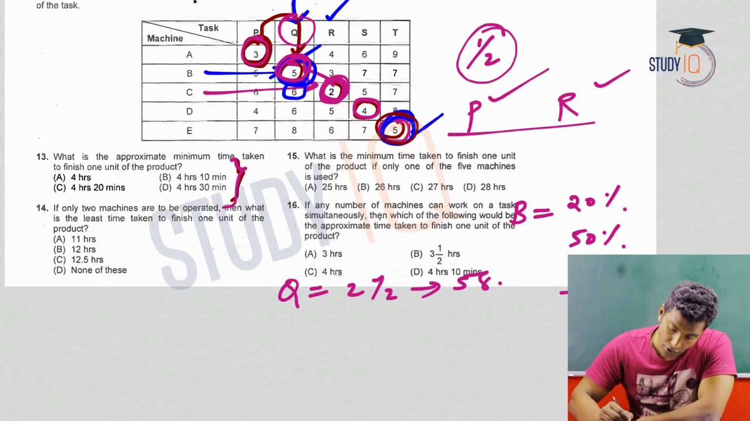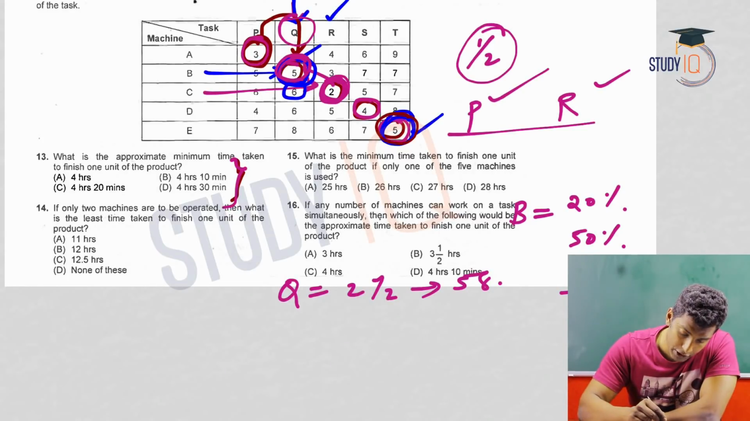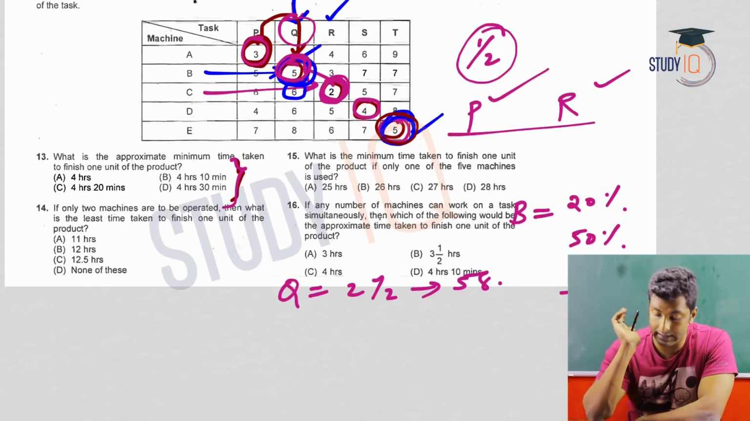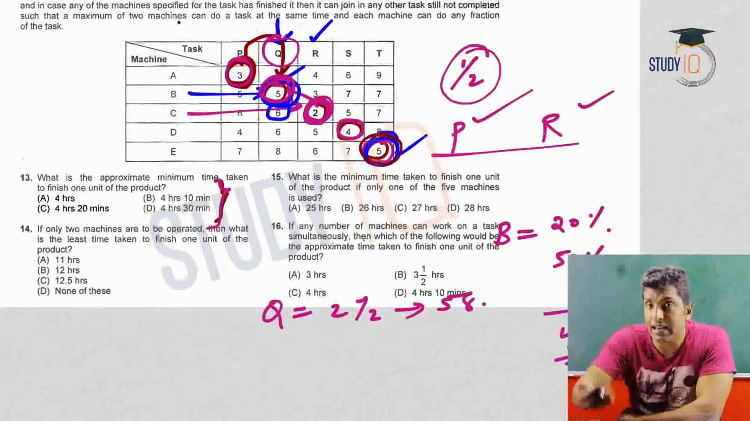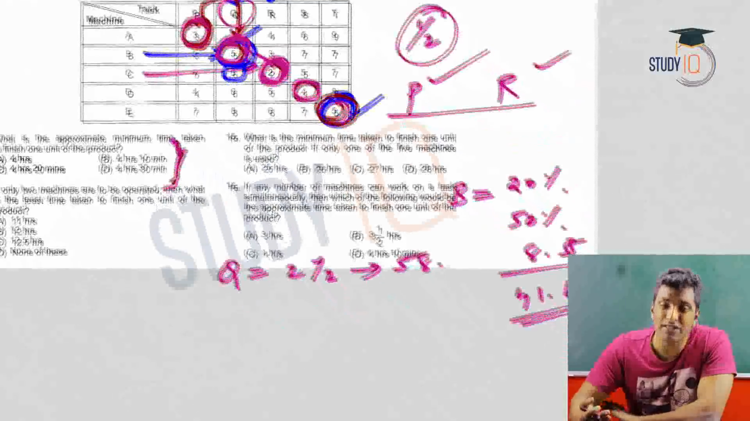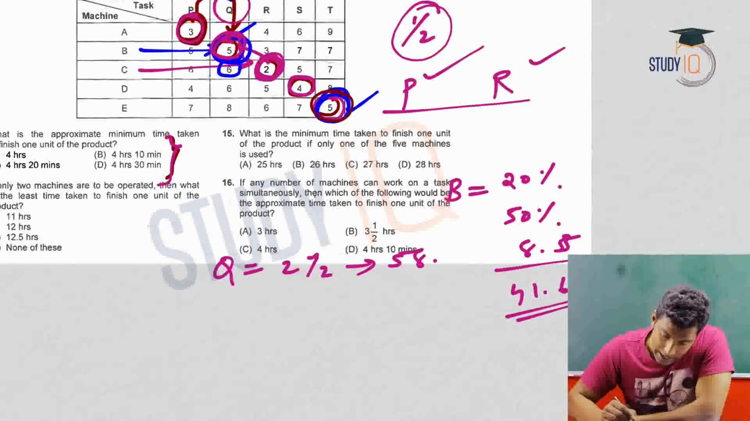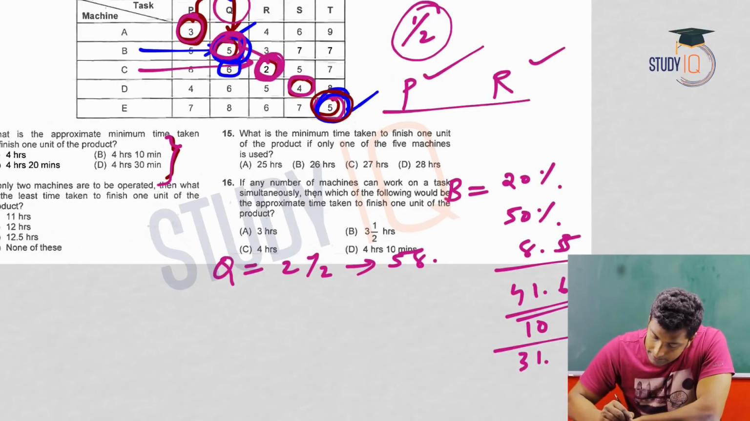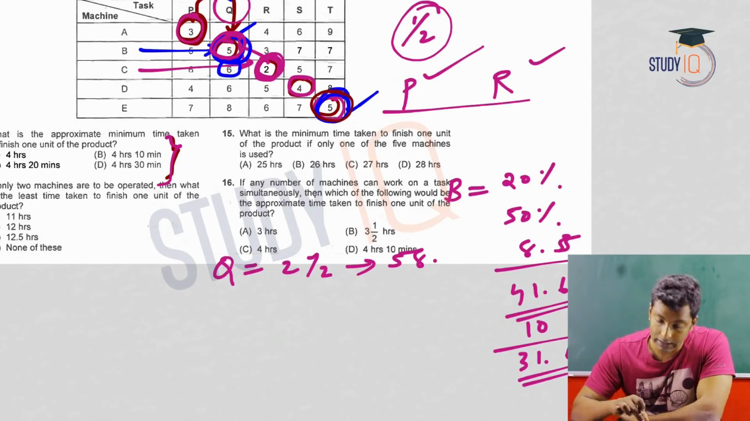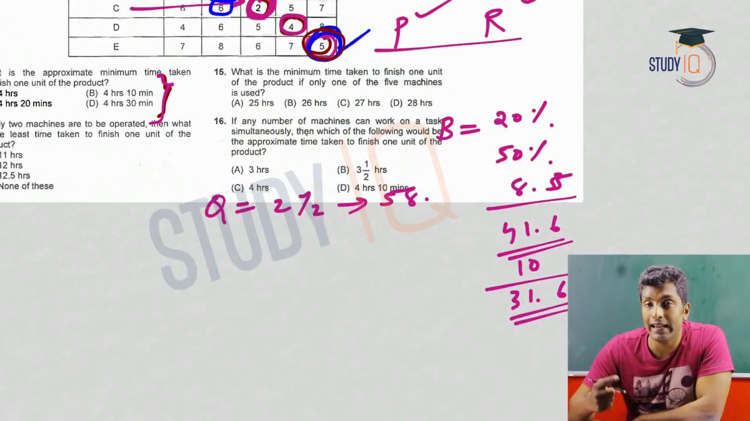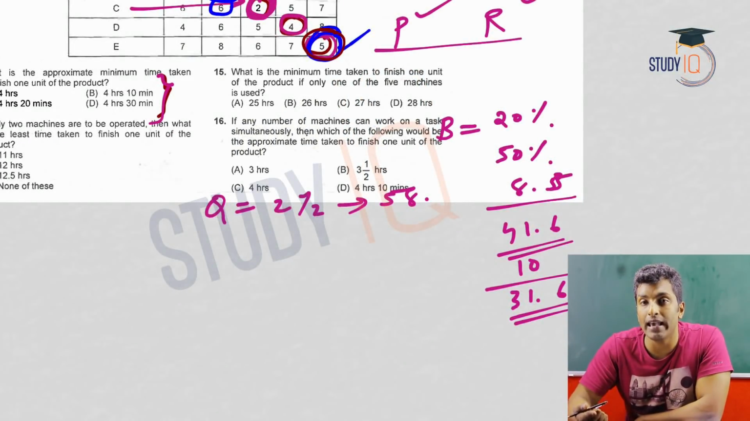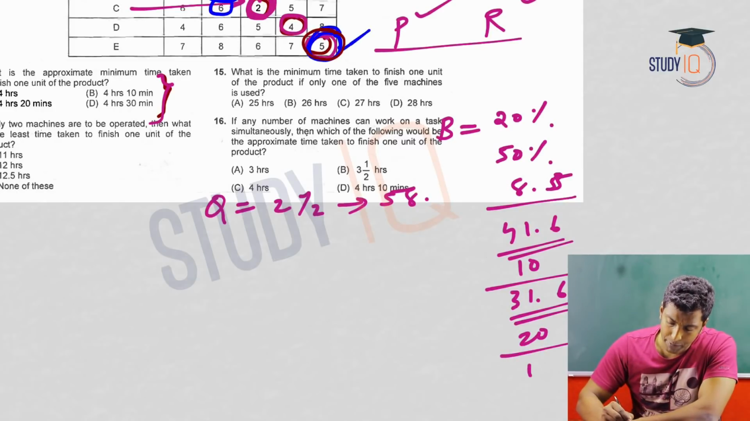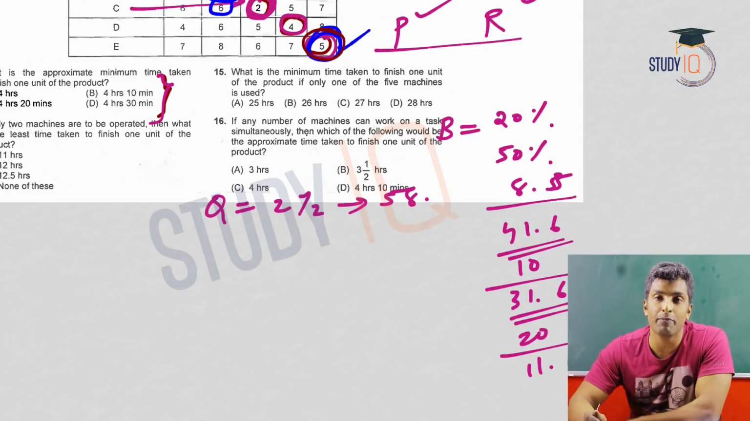Now how much is left out? 42, right? Or 41.6. 41.6 is left out. Now out of this 41.6, what is going to happen is next half an hour, B is working alone. So in half an hour, B can do how much? 10%. Now how much is left out? 31.6 is left out. This 31.6, how much in the next 1 hour can B do? B can do 20. So let's subtract 20. How much is left out? 11 point something.